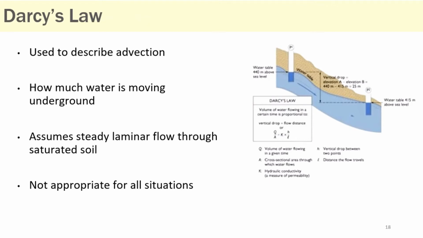In general, Darcy's law describes how much water moves underground under the influence of pressure gradients. It's calculated by factoring in the permeability of the rock medium and the slope of the water flow. The law assumes steady laminar flow through the saturated soil. Given these assumptions, it's not surprising that it's not suitable for all situations. For example, it's found to be invalid in some very low permeability mediums, like very soft clays.